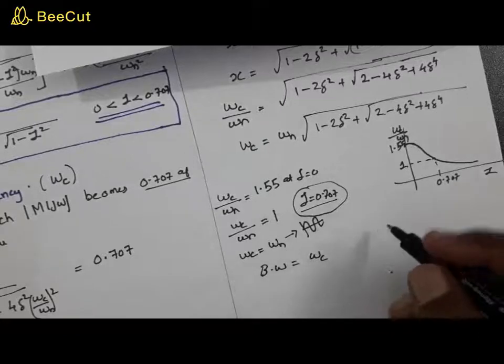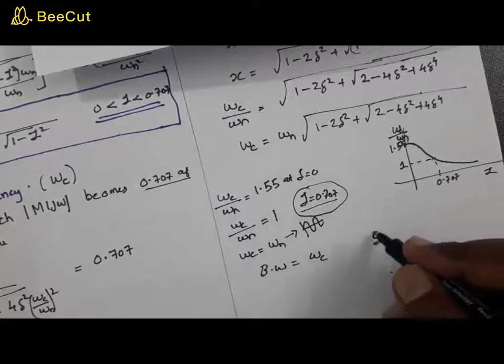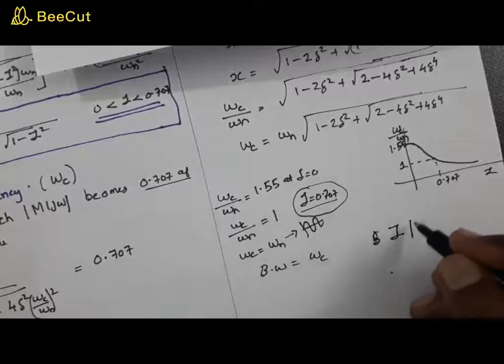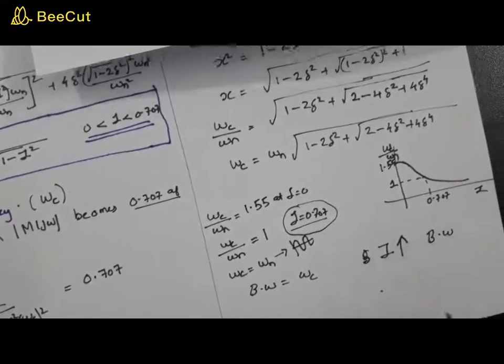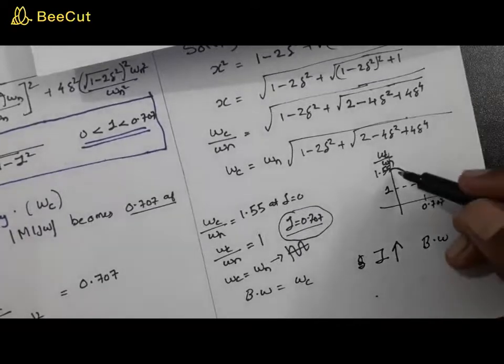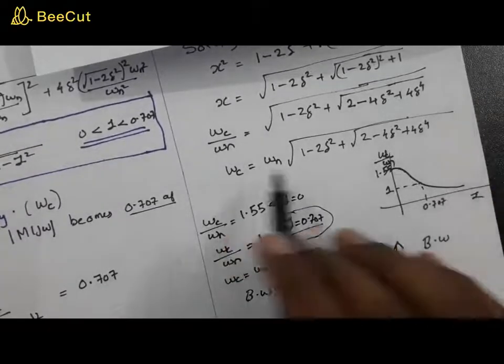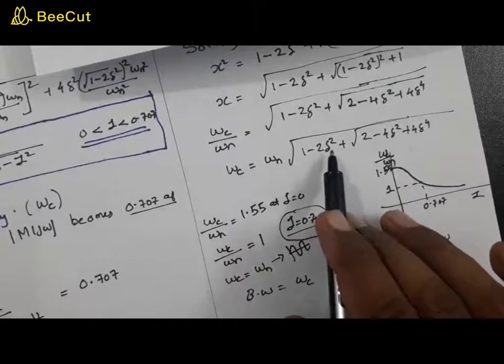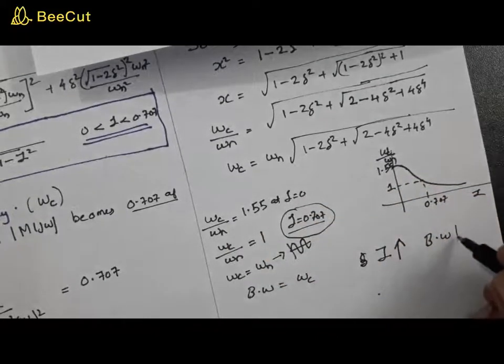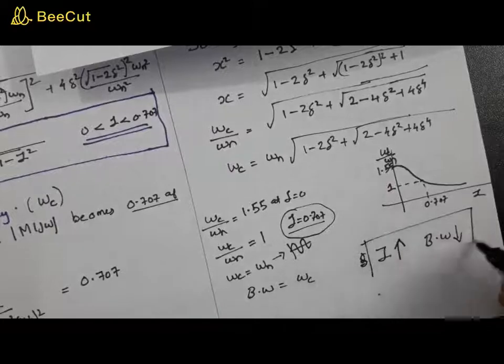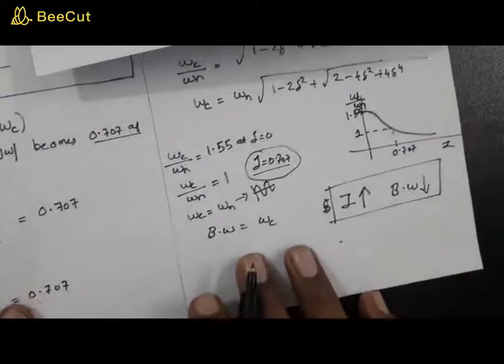So you can come to a conclusion: as zeta increases, what happens to the bandwidth? The bandwidth decreases. That's what this shows. So as zeta increases, the bandwidth is going to decrease. That is the conclusion that we can draw from this.